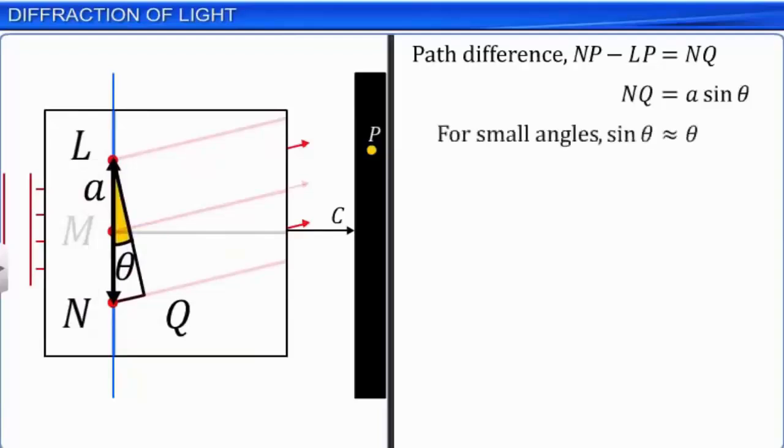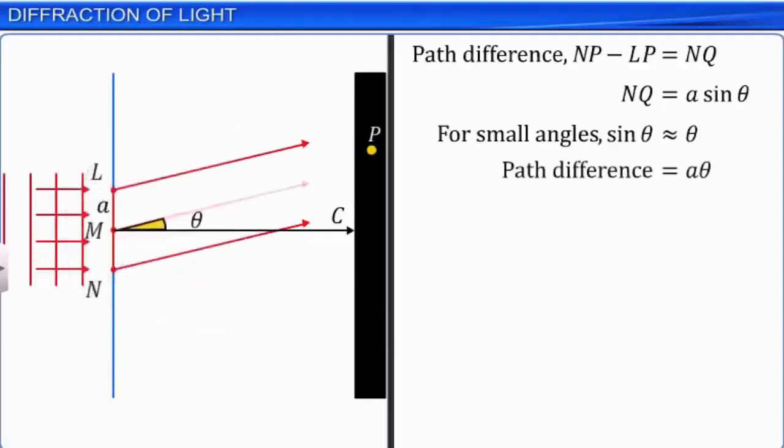But for small angles of theta, sin theta is approximately equal to theta. Therefore, the path difference is equal to A theta. Now we shall analyze how contributions from a large number of sources produce diffraction fringes on the screen.